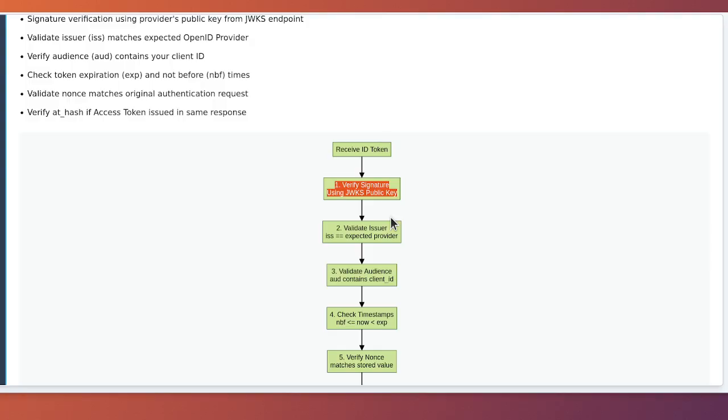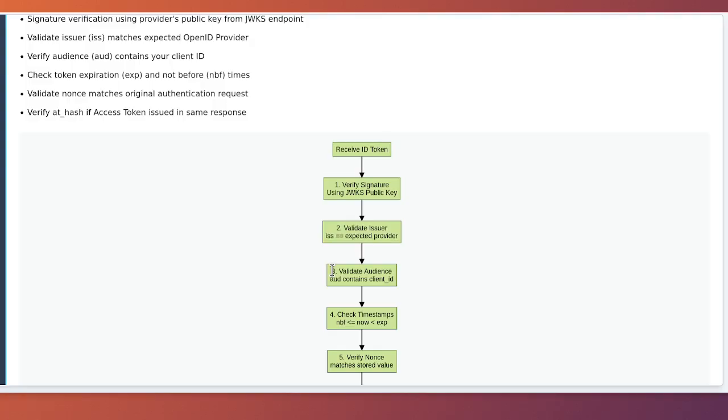The relying party retrieves these keys, caches them for performance, and uses the key matching the KID parameter in the token's header to verify the signature. This verification proves that the token was indeed issued by the claimed OpenID provider and has not been tampered with in transit. After signature verification, the relying party must validate the token's claims.